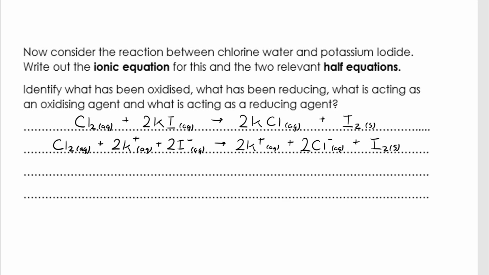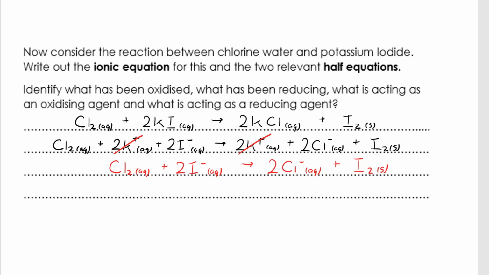Now, once I've written this out, I can start to determine what's not needed. I look for spectators. In this particular case, I've got my Cl2 and 2Cl-, they've changed. My 2I- has become I2, that's changed. But my 2K+ has remained as 2K+. So I can get rid of those as spectators. That then allows me to simplify this ionic equation, and you can see the finished version here.